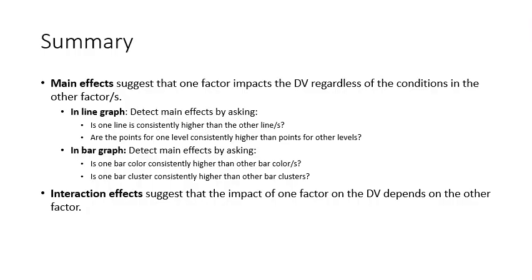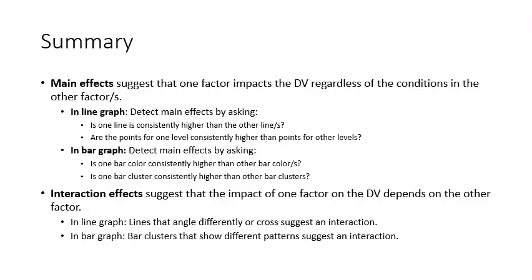But interaction effects suggest that the impact of one factor on the DV depends on the other factor. Well, here we look in a line graph for lines that angle differently or cross, and these situations suggest an interaction. And in a bar graph, if the bar clusters show different patterns, that suggests an interaction. And the reverse is true. If the lines are parallel, there's no interaction, and if the bar clusters have the same pattern, then there's no interaction.